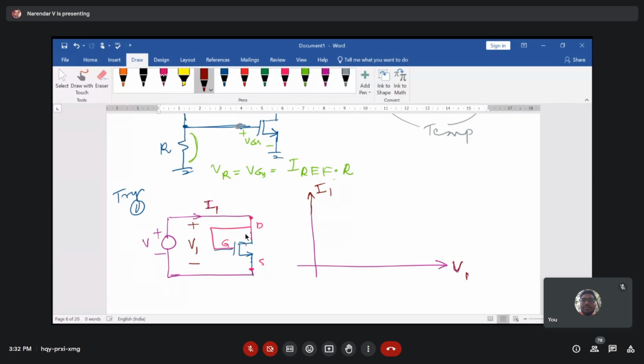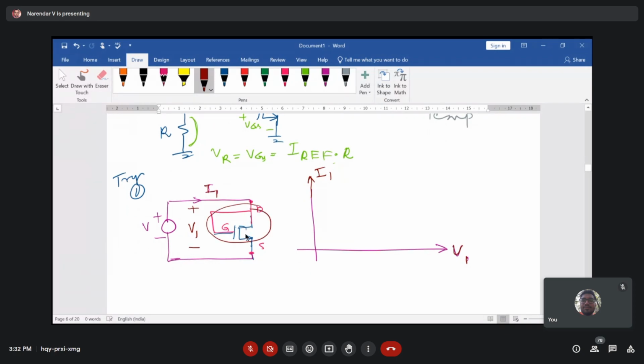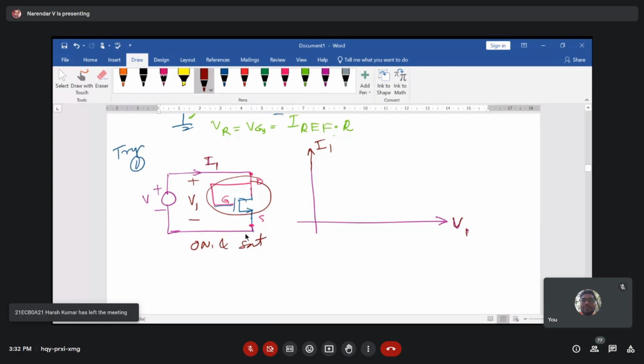If this transistor is on and in the saturation region of operation, then the current flowing into the MOS transistor, called I1, is half mu n COX W by L times V1 minus VTH whole square. V1 is the voltage across this device, because the gate and drain are connected together, so the gate to source voltage equals the drain to source voltage. Both are the same here, that is V1.